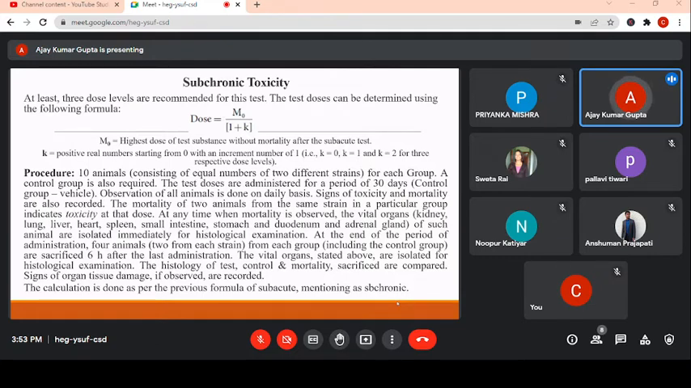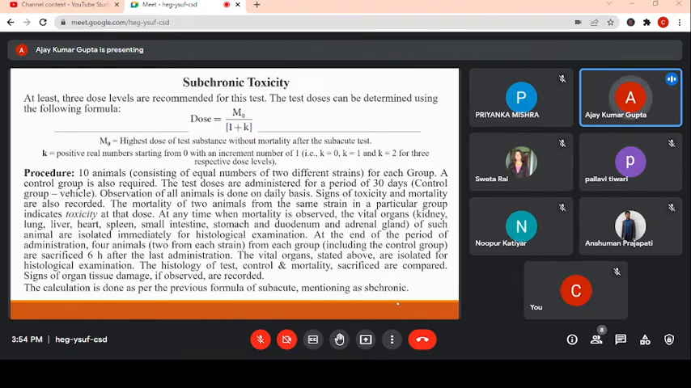The mortality of 2 animals from the same strain in a particular group indicates toxicity at that dose. So out of 10, the death of 2 animals of the same strain, not out of the total but out of 5, because 5 are of one strain and 5 of another strain among these 10 animals. So among those 5, the death of 2 animals indicates the toxicity of that dose.